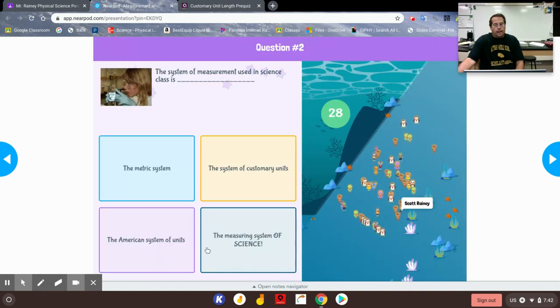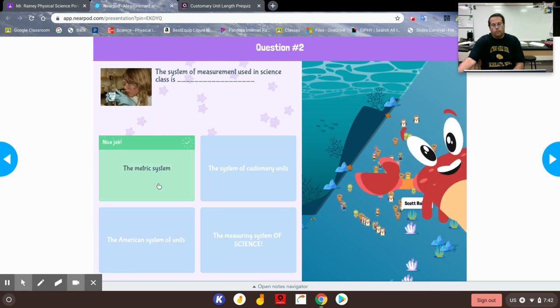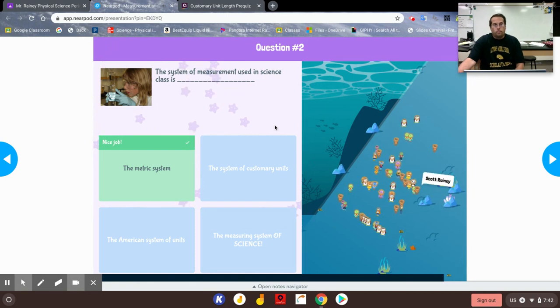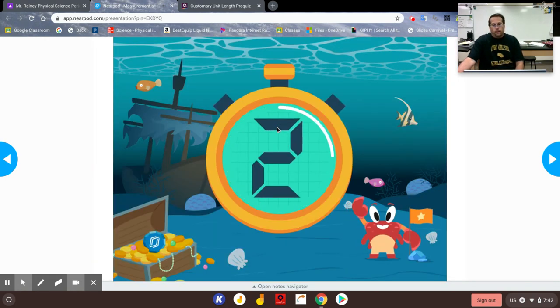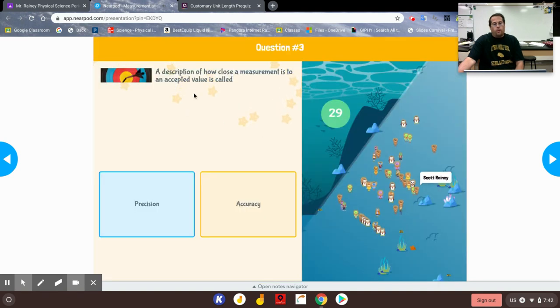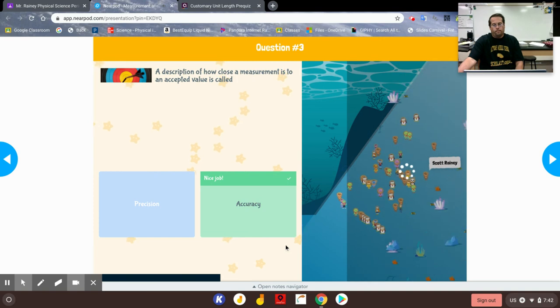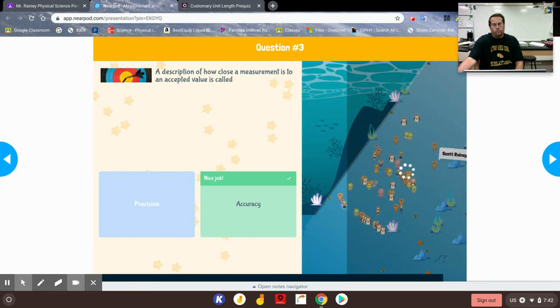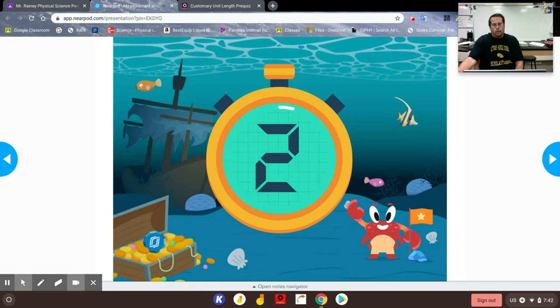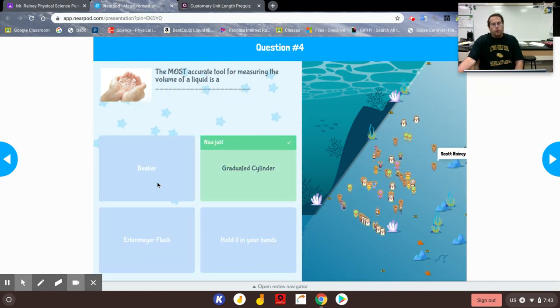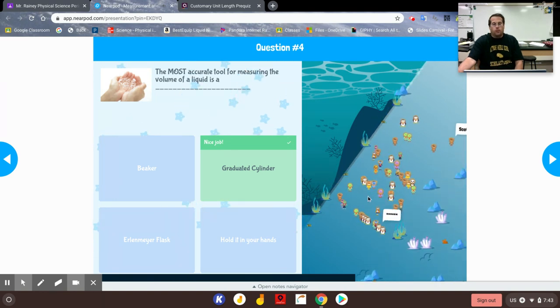The system of measurement used in science class: we will use the metric system. We use the customary units in our daily lives, but in science class, we always use the metric system. A description of how close a measurement is to an accepted value, how close it is to where we want it to be, that is how accurate we are. The most accurate tool for measuring the volume of a liquid would be a graduated cylinder. We would not use our hands. The other two would measure liquids, but they're not very precise. The graduated cylinder is always the most accurate tool.